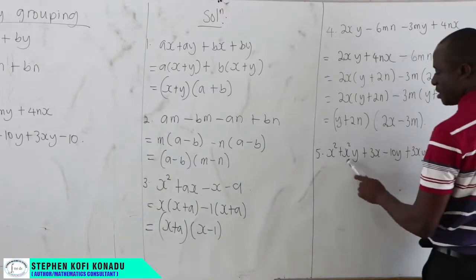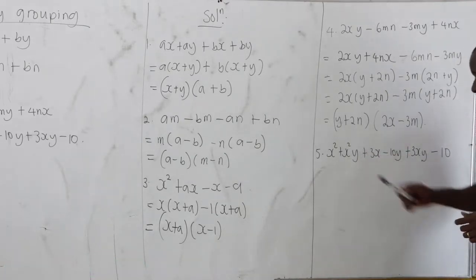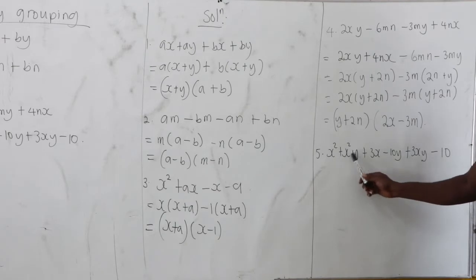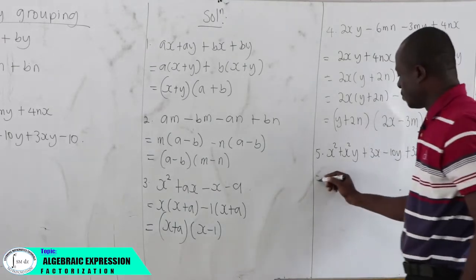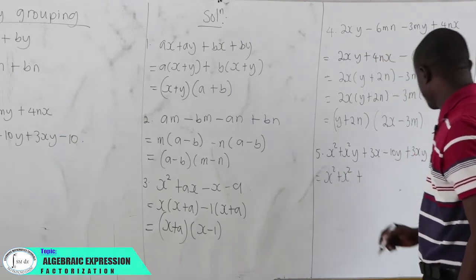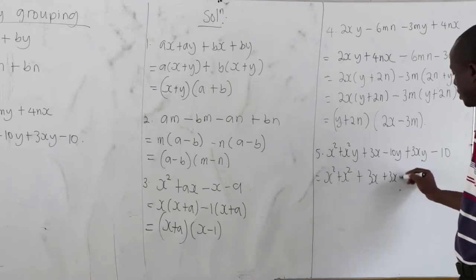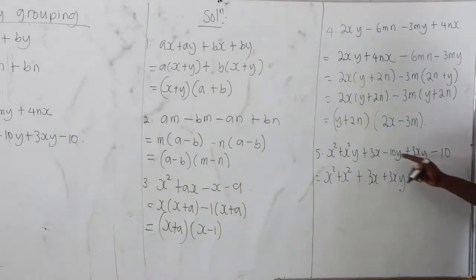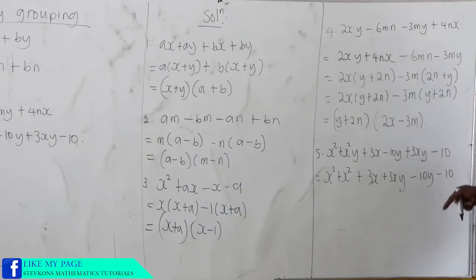So you have x squared plus x squared y. This and this, I can factorize out. Now 3, let me bring this one here. So this one will be x squared plus x squared y. Now I'll bring plus 3x plus 3xy, because the common one 3x will go out. We have minus 10y minus 10.